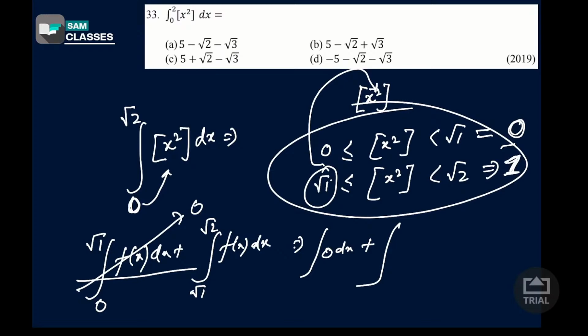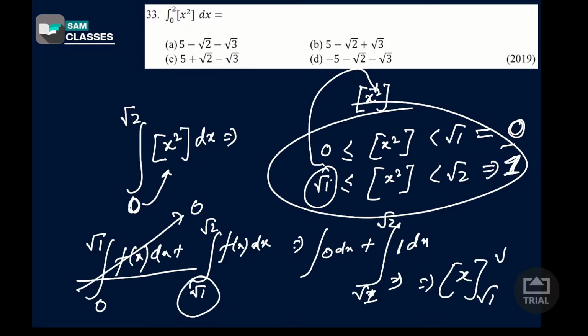And from here to here, what is the least integer I'm getting? 1. So 1 dx, from where to where? Root 1 to root 2. So the integration of 1 dx is x, from root 1 to root 2. So that will be root 2 minus root 1.